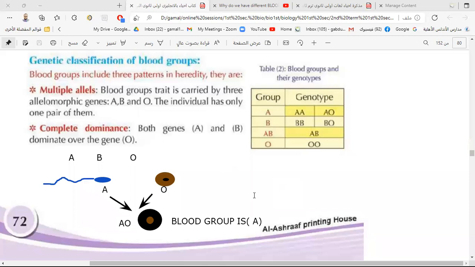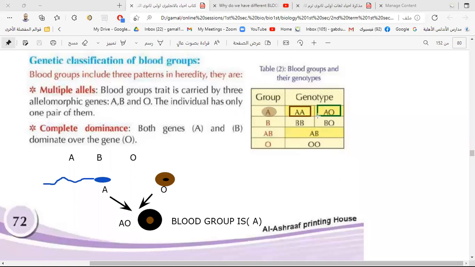If he has A and A, if the sperm and the ovum both carry A, his blood group, of course, will be A. Blood group A comes in two ways: if the person has two genes, A and A, or if the person has A and O. If he has A and O, the blood group will also be A, because A is dominant over O.